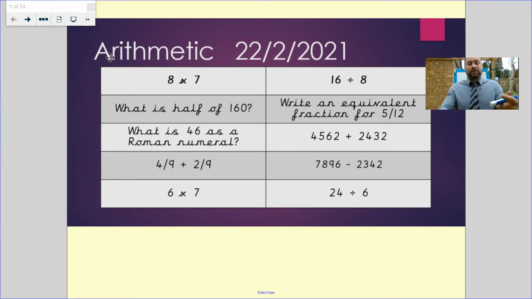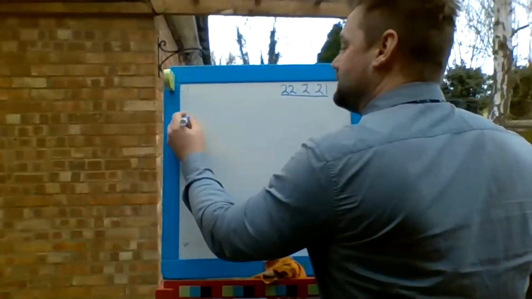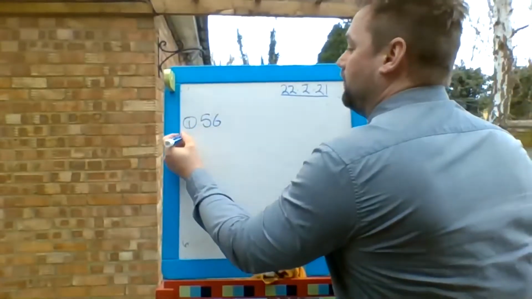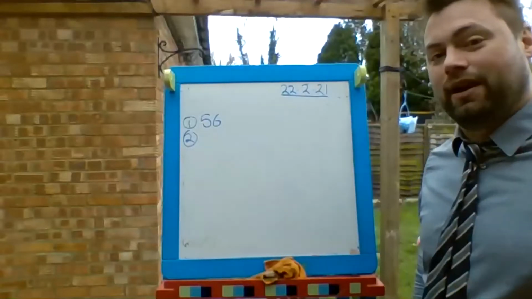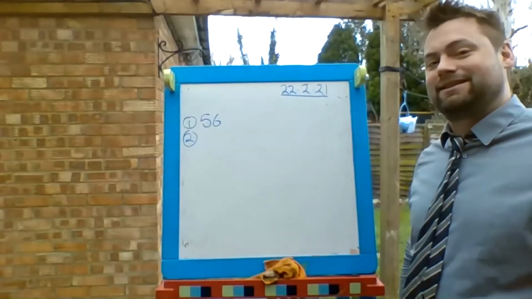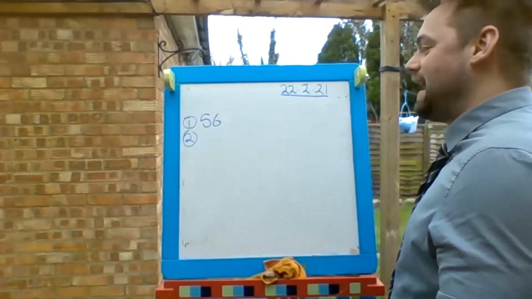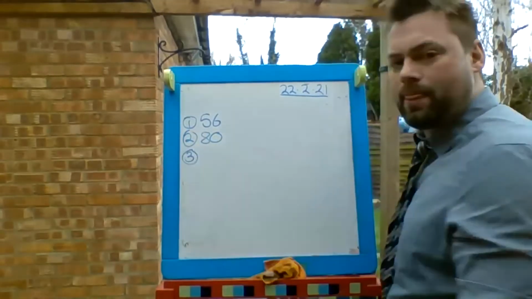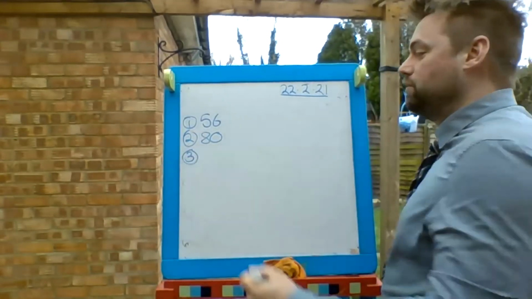Okay, hopefully you've done a good job on your questions. I'm going to stop sharing the screen so you can see the board behind me, and we can go through the answers together. So for question number 1, we have 8 times 7, which is 56. For question 2, we have half of 160. And what I do here, I divide that by 10, so I then get 16. Half of 16 is 8. Times that by 10 again, and you get 80.